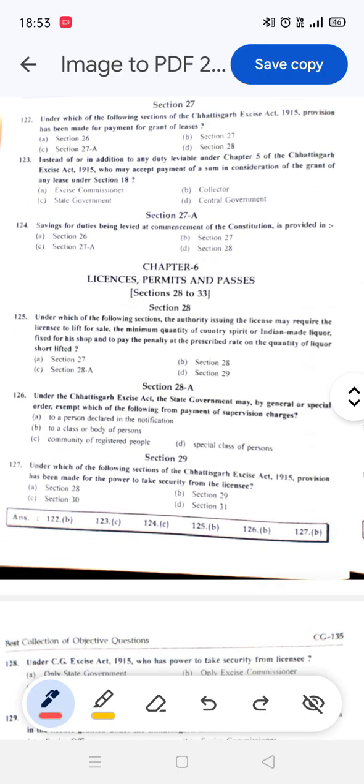Question number 122, under which of the following sections of the Chhattisgarh Excise Act 1915 have provisions been made for payment for the grant of leases? So option B, section 27 is correct. Question number 123, instead of or in addition to any duty leviable under chapter 5 of the Chhattisgarh Excise Act, who may accept payment of a sum in consideration of the grant of any lease under section 18? So option C, state government, is correct.